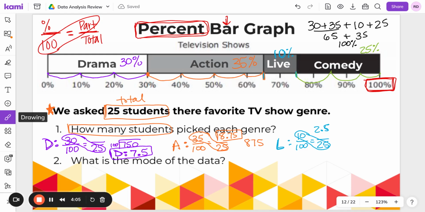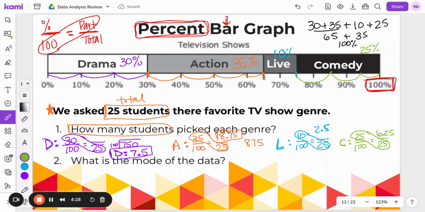And our very last one is comedies. Our comedy represents 25% of our students. All percents come out of 100. We talked to 25 students. So this is 6.25 when you do your cross multiply and divide. Now, I'm with you guys. Realistically, we shouldn't have decimals of students, but in this case, we do.